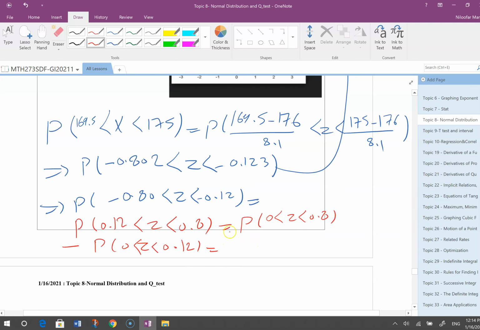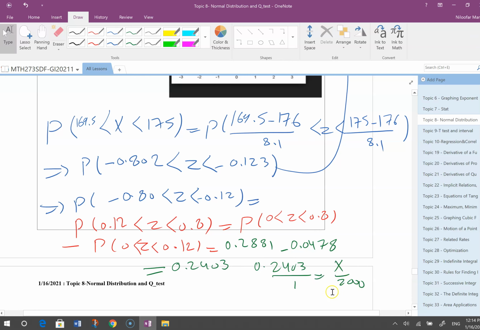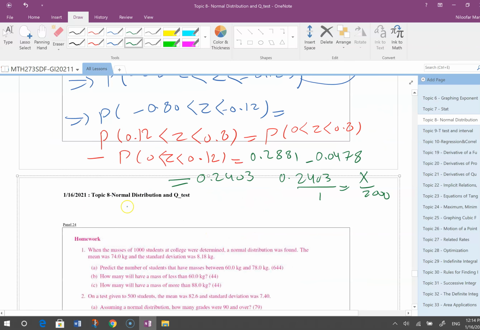Which is 0.2881 when I use the table, minus 0.0478 when I use the table, and the answer is 0.2403. So 0.2403 over 1, how many over 2000? And then you find the answer. The answer is x equals 480.6, which you round to 480, and you write 480 students.